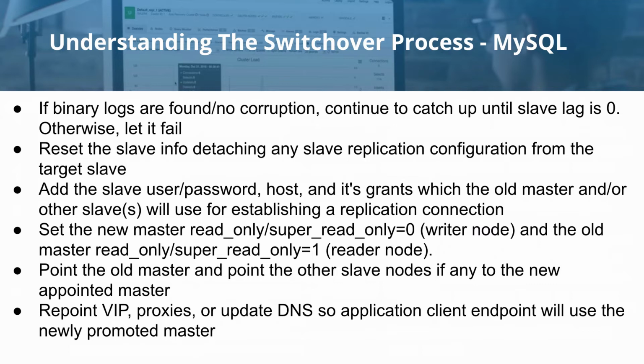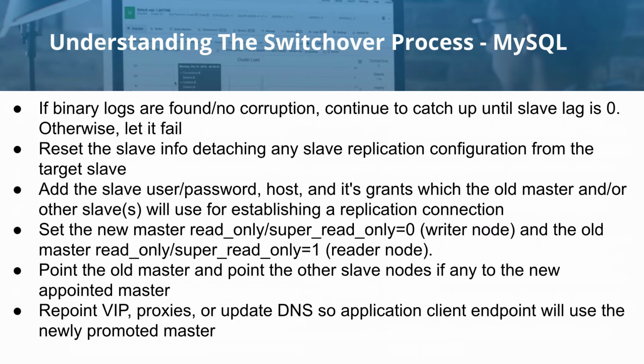or was reset. Then when it's ready, reset the slave info, detaching any slave replication configuration from the target slave, which is actually the supposed new master. Add the slave user or password, host and its grants with the old master and or other slaves, which will be used for establishing a replication connection. Set the new master read_only and super_read_only equal to 0, which makes it a write-capable node, and set the old master to read only, which is now actually demoted as only a reader node.